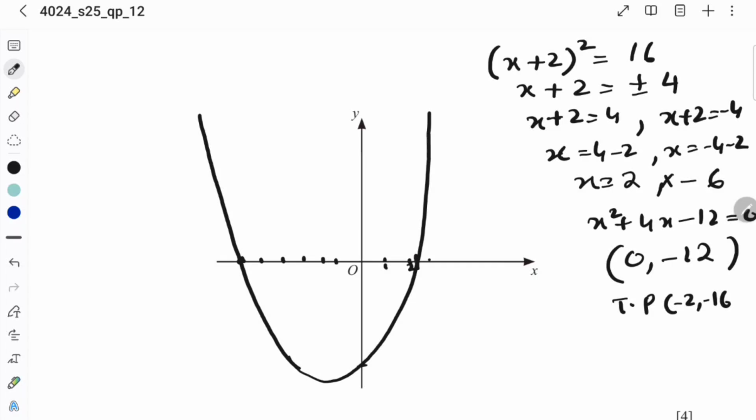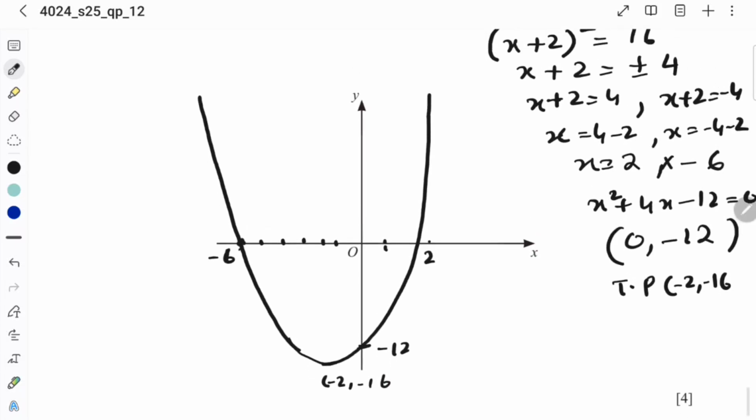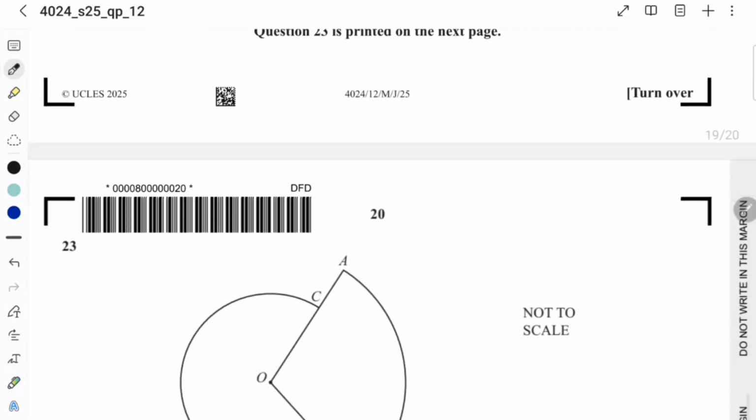So now you can write down, this is positive 2, and this is minus 12, and it is minus 6, and the turning point is minus 2, minus 16, and it is the sketch for this graph. Okay, I hope you understood. It opens upwards because the x squared coefficient is positive.